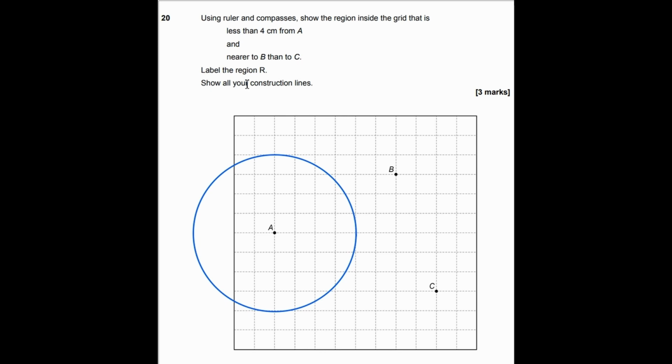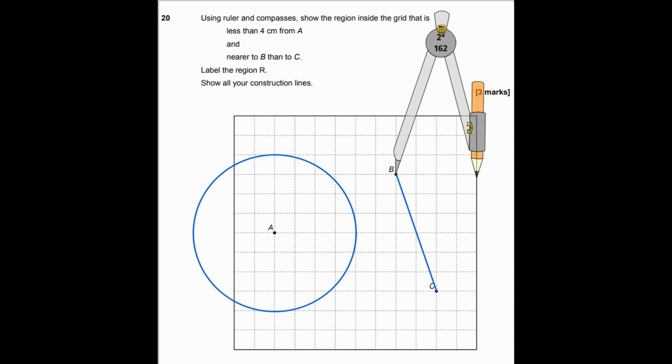Now, the next qualification is that the area is nearer to B than C. Therefore, we're going to have to draw a perpendicular bisector of B and C. The easy way to start that is to draw a line from B to C. So starting on B, and again I'm trying to be as accurate as I can here, we've got B to C. Let's have a look at how we draw a perpendicular bisector.